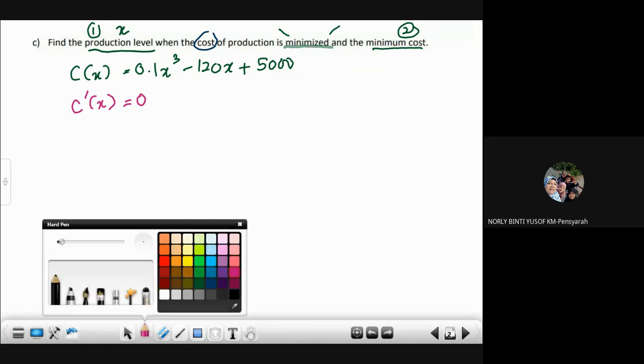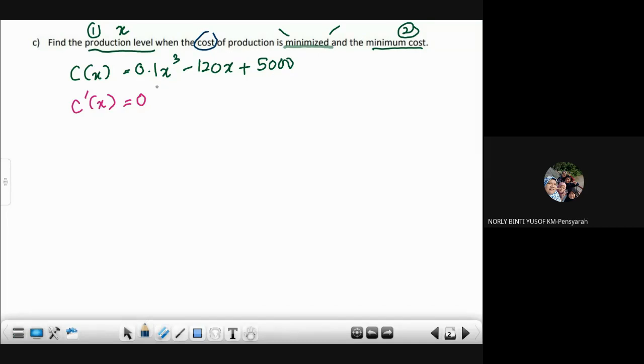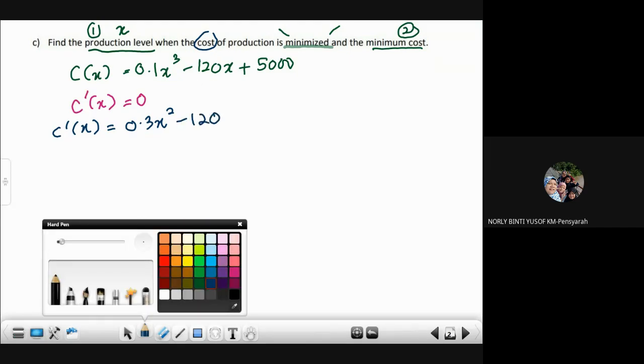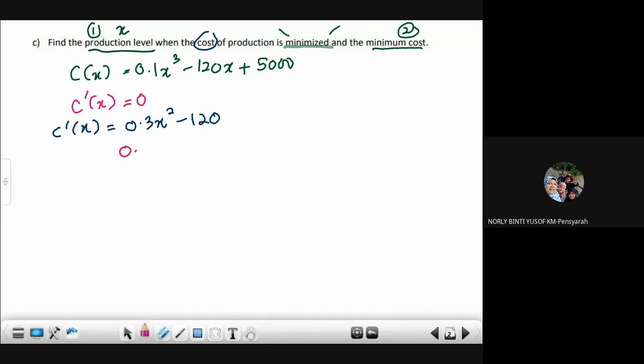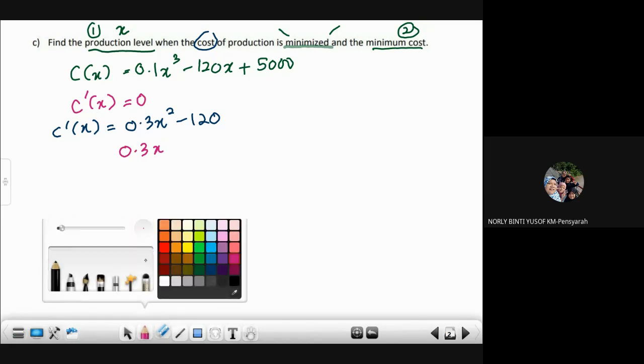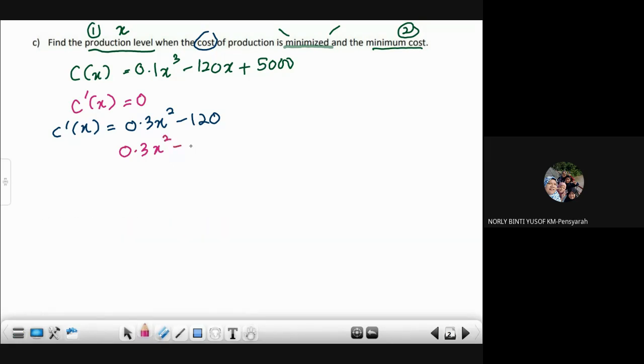Okay, so nak cari C prime, kita differentiate dulu the cost function kan. So differentiate cost function: 0.3 times 3, 0.3x squared, differentiation power decreasing, 120x, 120. So bila dah dapat, barulah kita equate with 0, since that kita nak cari critical point dia. That means when x is being minimized kan. Macam mana kita cari stationary point, so equals to 0.